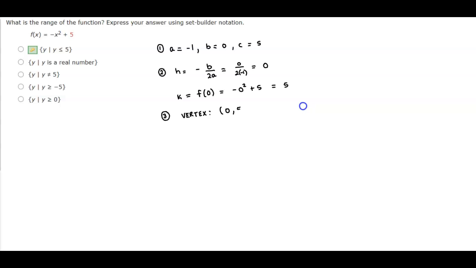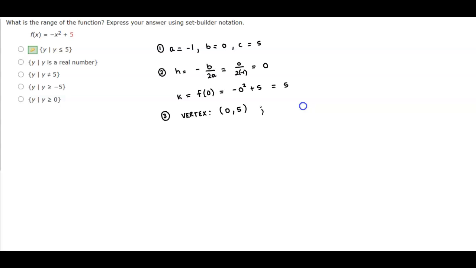We know A is -1, we know B is 0, and we know that C is equal to 5. So if we want to find the vertex, we know that h is going to equal -b over 2a. So that becomes 0 over 2 times -1, which we know is going to give us 0. And then to find the value of k, we know this is going to be f of 0. So this becomes -0 squared plus 5, which is equal to 5. So therefore, we can say that the vertex is equal to (0, 5).